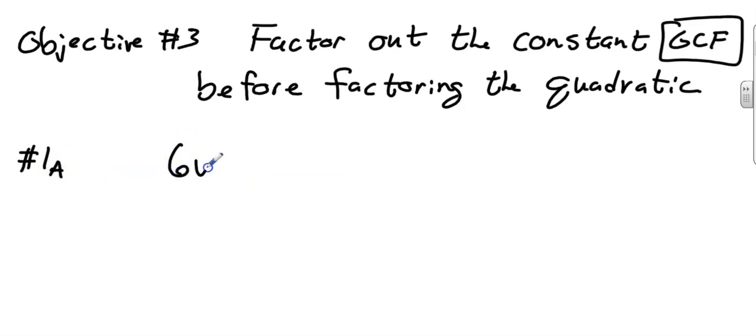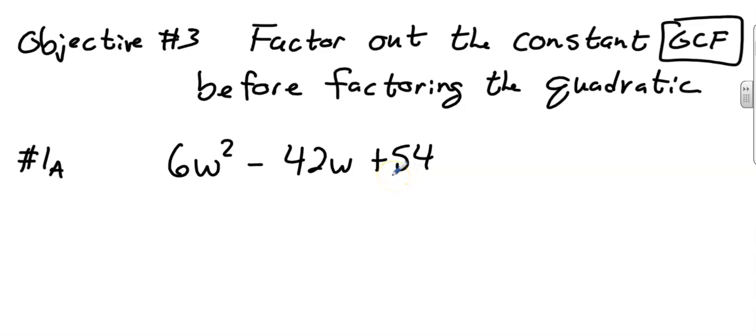Okay, so we'll go with 6w squared minus 42w plus 54. Okay, so one like this, they're going to tell you there is a greatest common factor that you have to take out. So if you go back through 6, 42, and 54, now here's the hint with this one.